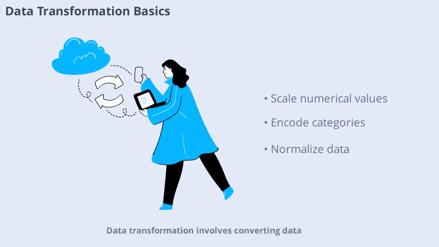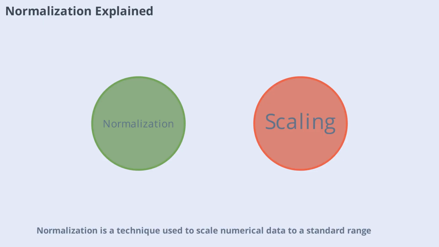Data transformation involves converting data into a suitable format for analysis. This may include scaling numerical values, encoding categorical variables, or applying mathematical functions. Transformation helps in normalizing data, making it easier for algorithms to process and interpret. It's a key step in ensuring that your data is compatible with the requirements of various analytical methods and machine learning models. Normalization is a technique used to scale numerical data to a standard range, typically between 0 and 1.